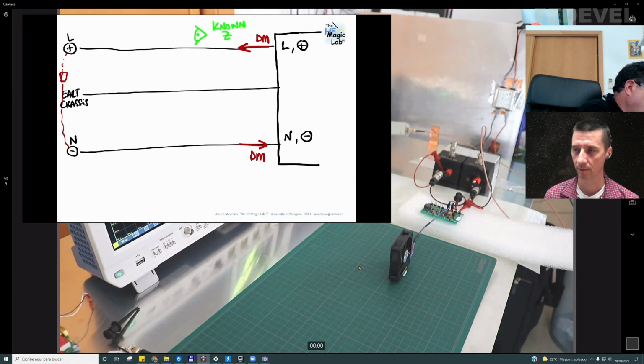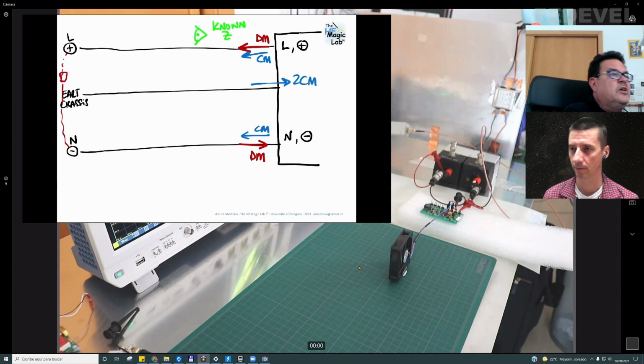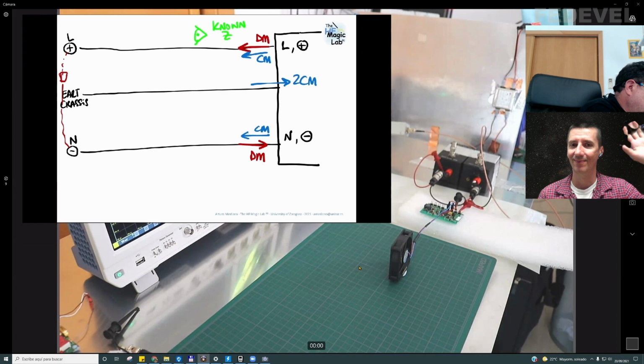Let me draw in blue color the common mode. The common mode is in this path, and is returning in this path, and is returning in the hard system. This is 2 times the common mode. So, for example, how can I make this noise independent from the impedance in the network? I have one question.